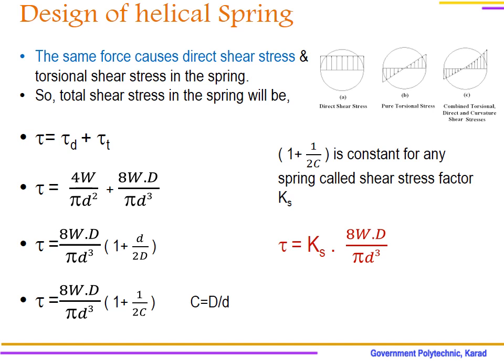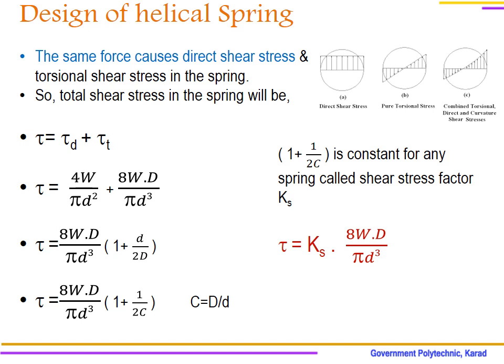So what will be the shear stress induced in a spring? It will be tau equal to Ks multiplied by 8WD upon pi d cube, where Ks is the shear stress factor, tau is the permissible stress for a spring, W is the load acting, capital D is the mean coil diameter and small d is the wire diameter. So we are in a position to design the spring for different loading conditions by using this formula.